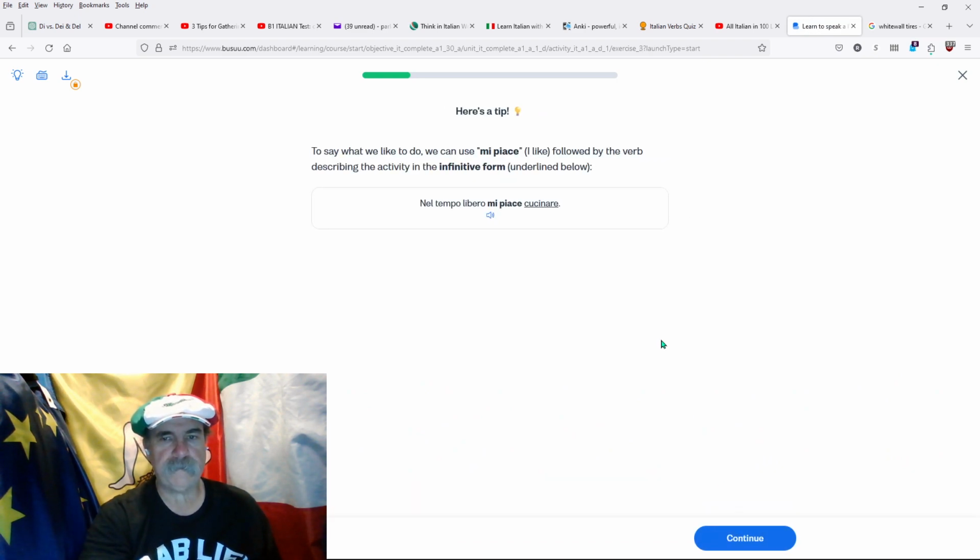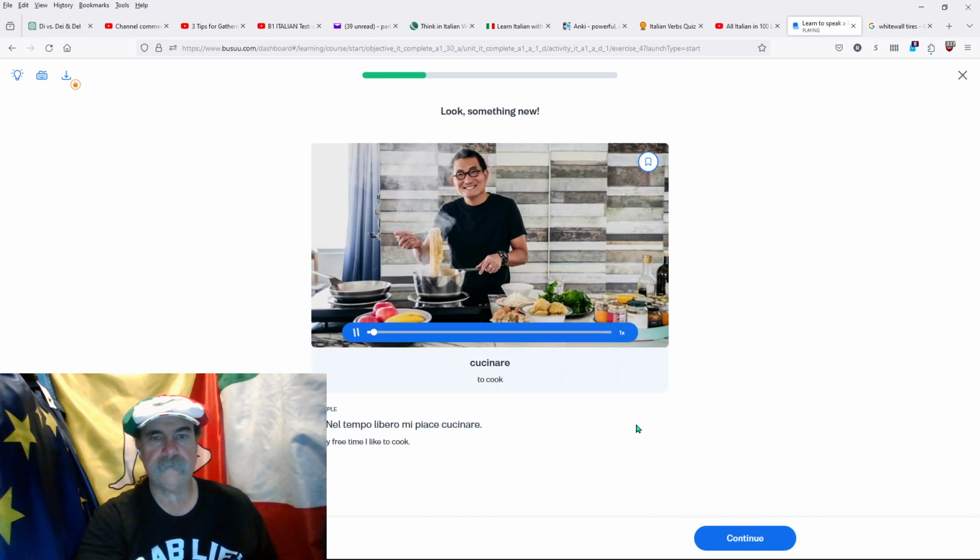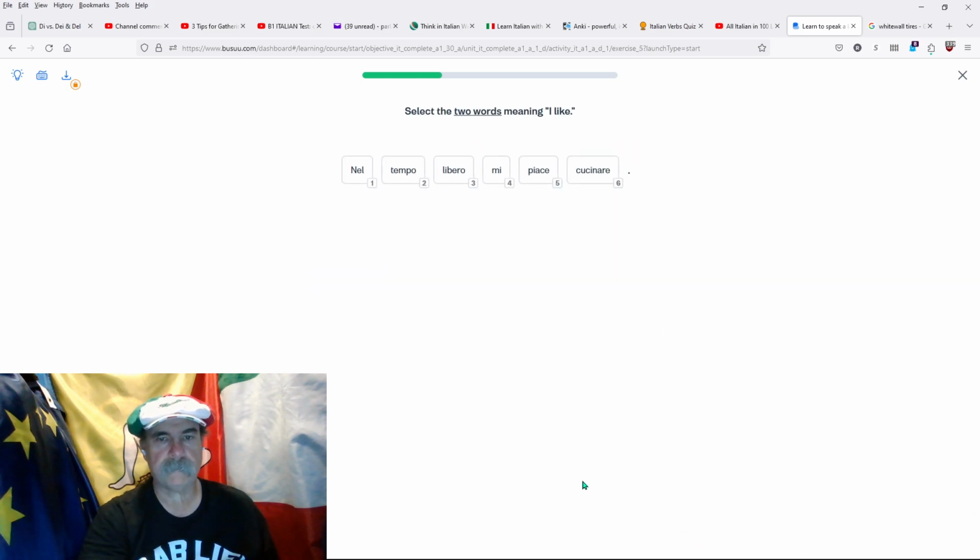Nel tempo libero mi piace cucinare. To say what we like to do, we can use mi piace, I like, followed by the verb describing the activity in the infinitive form, underlined below. Nel tempo libero mi piace cucinare. Select the two words meaning I like.